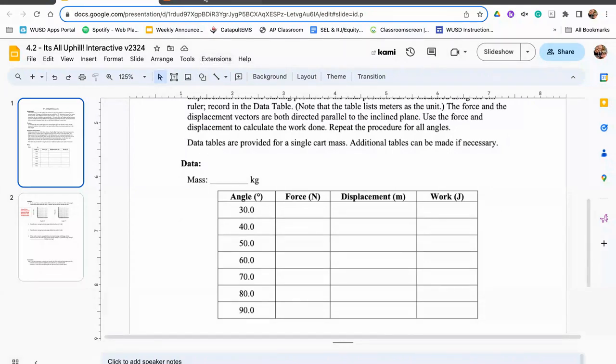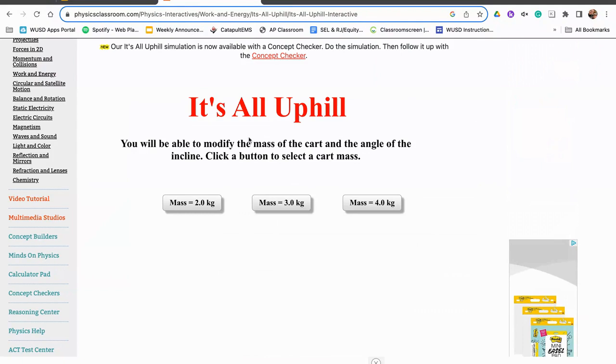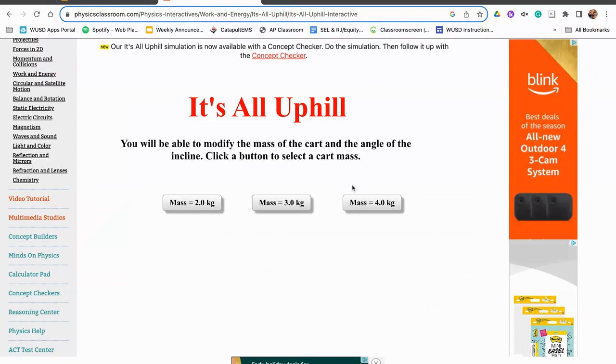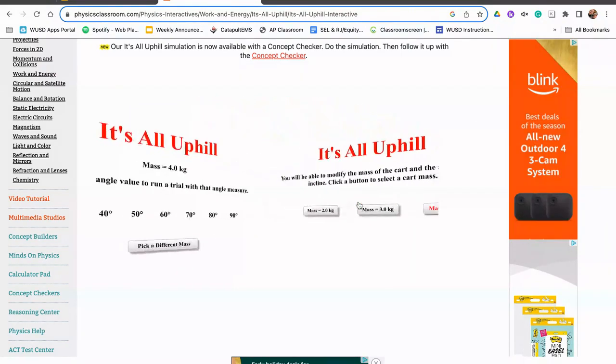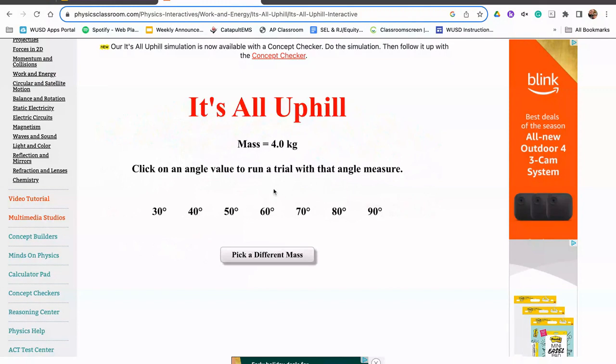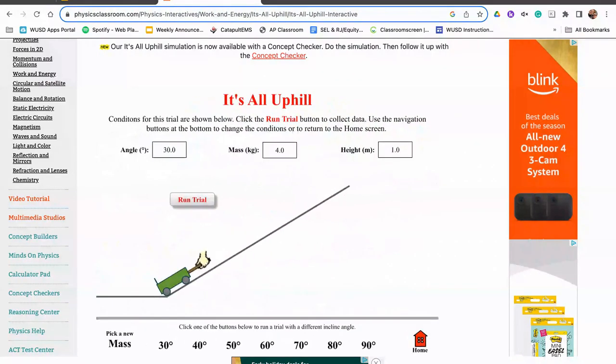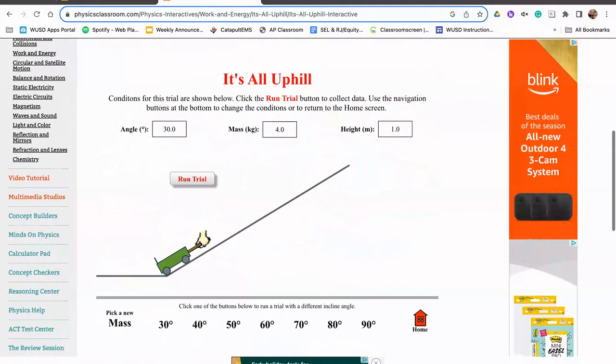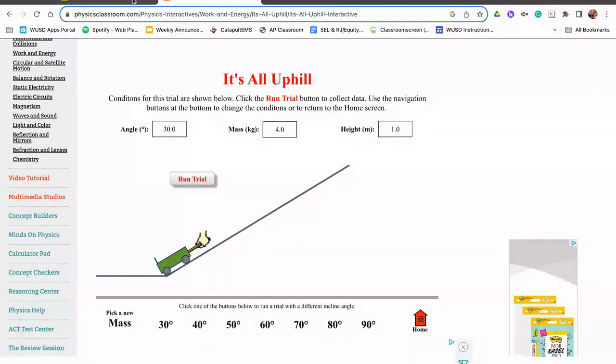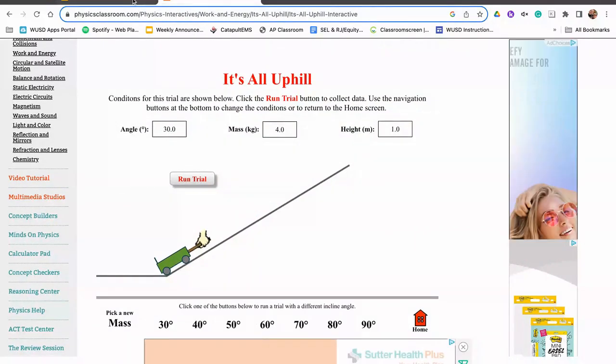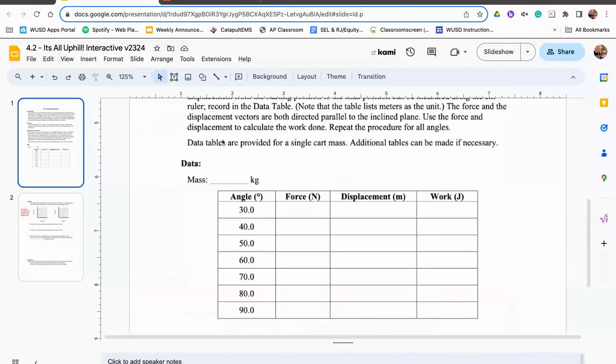So let me go ahead and grab some sample data. I'm just going to go ahead and arbitrarily pick a mass of 4. And then you can pick whichever angle you want to start off with. So let me go ahead and start with 30 degrees. We'll kind of take it from there. So here's our simulation. Let me go ahead and record the values. So we got 4 kilograms.